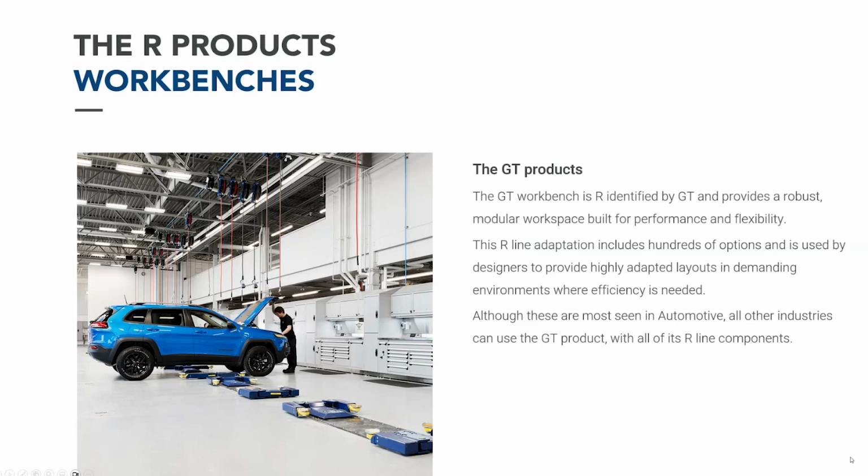Workbenches is one of the most visual adaptations you see of R. The GT workbench is R. It's just identified by GT, providing a robust modular workspace built for the performance required often in automotive environments. This R-line adaptation has hundreds of options and is used by designers to provide not just adapted layouts, but specific layouts in a demanding environment, things like motor control or wire housings and etc. Although these are often seen in automotive, all industries use GT with all of those R-line components.